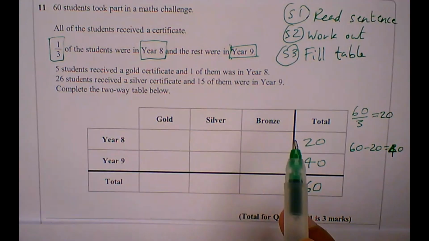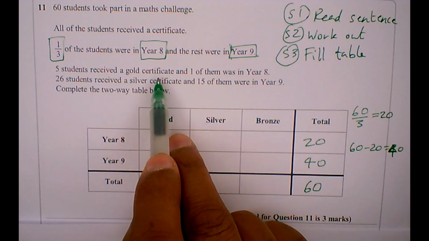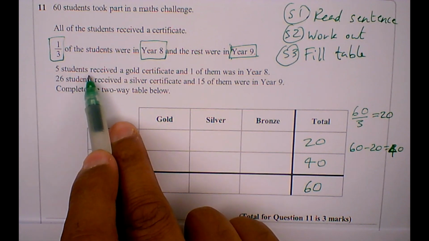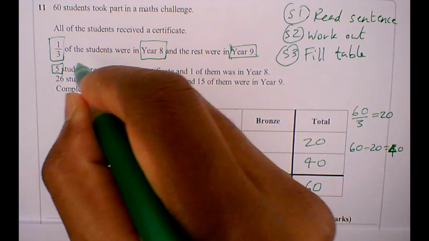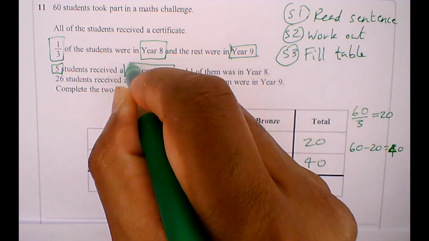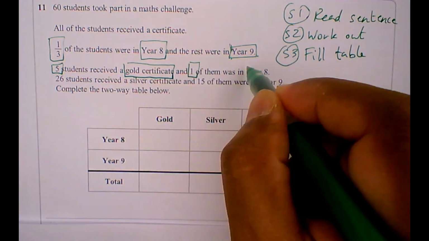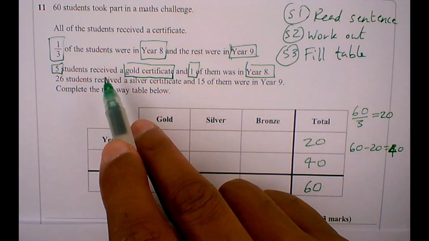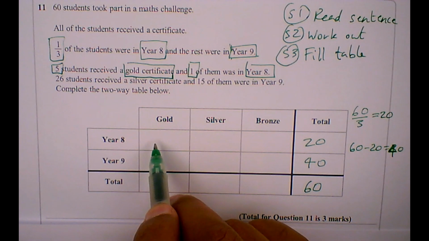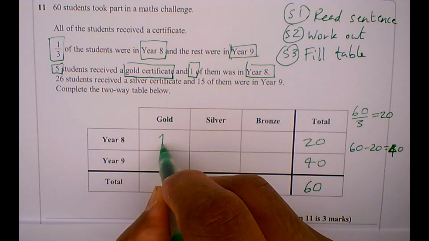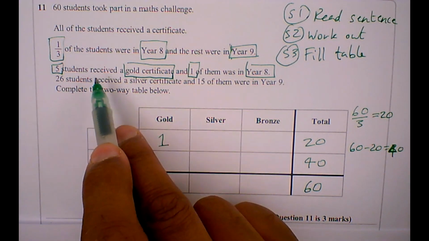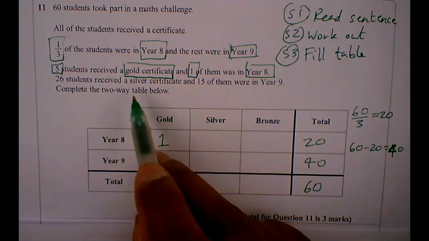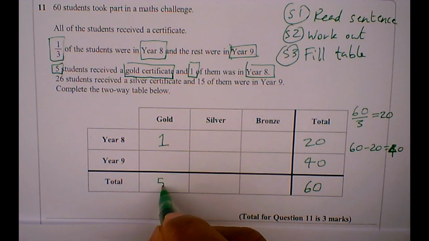5 students received a gold certificate and one of them was in Year 8. So I'm going to look for Year 8 and I'm going to put 1 for gold. So Year 8 and 1. 5 students received a gold certificate, so under gold, I'm going to put 5. So the total is 5 here.